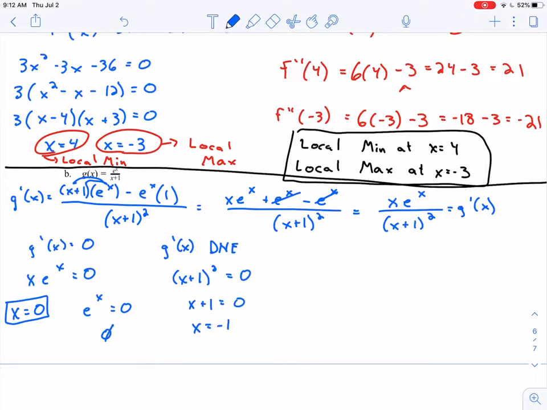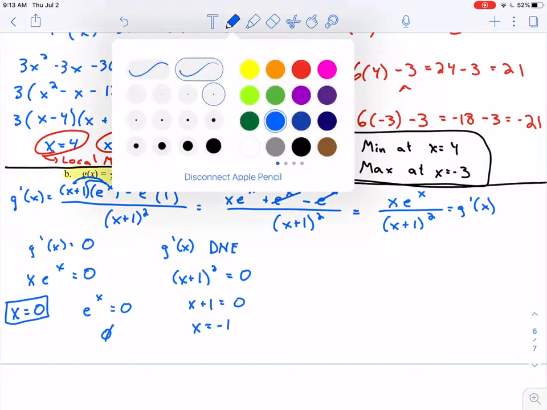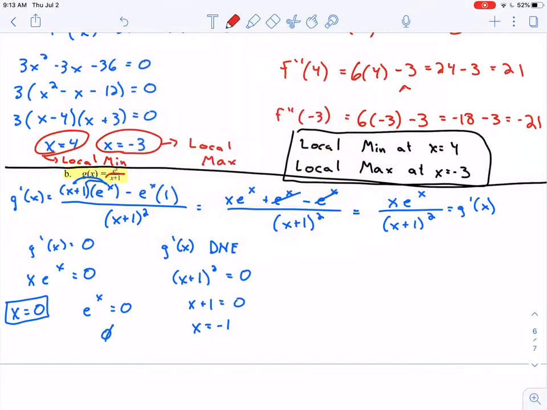Well, this is perhaps a little bit concerning until we look at the original function. Go back and look at your original g of x, and in particular, look at that denominator, x plus 1. If I took that denominator and set it equal to 0, I would have x equals negative 1, which means that x equals negative 1 is not in the domain of my original function g of x, which means that x equals negative 1 is not a critical point.